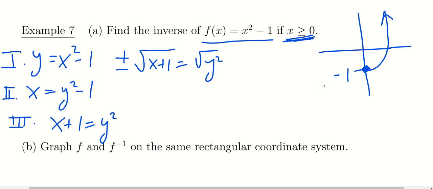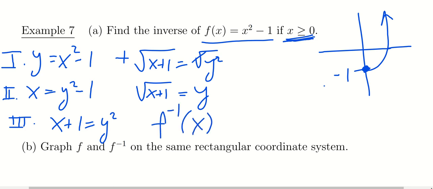So we don't have two pieces here. We do just have one piece for our inverse. The square root and the square cancel. So we get the square root of x plus 1 is equal to y. That y is now our inverse function. So we get f inverse of x is equal to the square root of x plus 1.